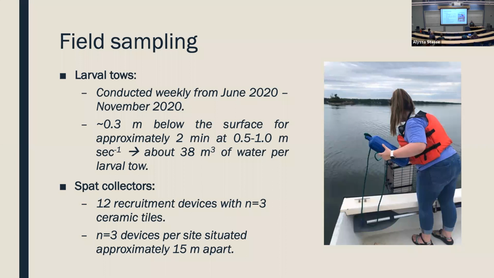So what I did is I went out in the field, as you can see here, and I put out spat collectors. They were a cage and they had 3 ceramic tiles in them. We put out 3 per site and there were 4 sites. All of the tiles were approximately 15 meters apart. And while we were doing that, we also did larval tows every week. So we took a bongo net, put it under the water approximately 0.3 meters, and carried it around for 2 minutes, going approximately 2 knots. And then we got a sample of water that had the plankton species and the oyster larvae that we were hoping to see in there.